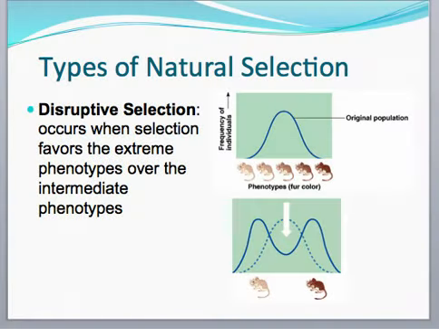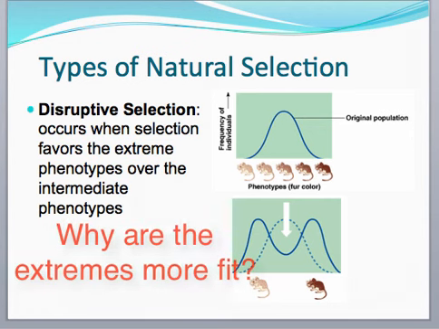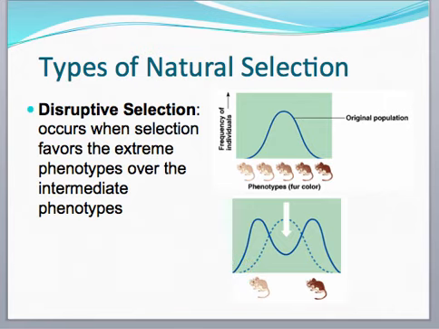So another example, disruptive selection, occurs when selection favors extreme phenotypes over the intermediate phenotypes. So you smush out the middle phenotype and you're looking at only light color and dark color phenotype fur colors.